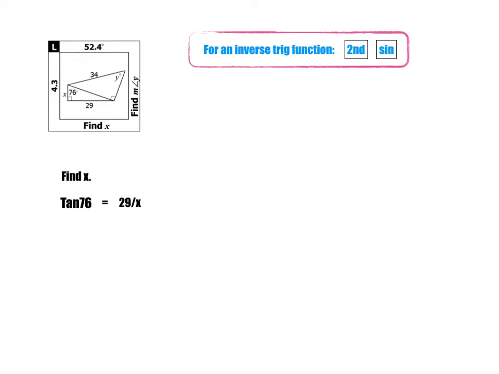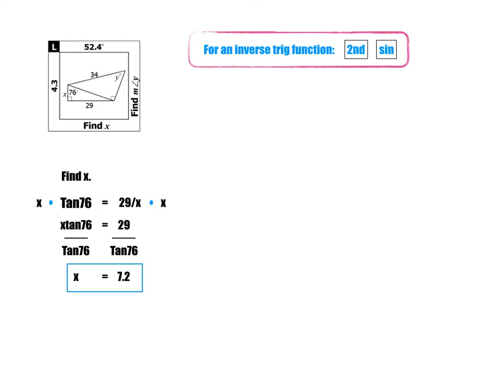Okay, but we want x by itself. So you always multiply by what's on the bottom. We're going to multiply both sides by x, and that'll give us x tangent of 76 equals 29. Now to get x by itself, we divide both sides by the tangent of 76. So in our calculators, we just type in 29 divided by tangent 76, and you'll get x equals 7.2.